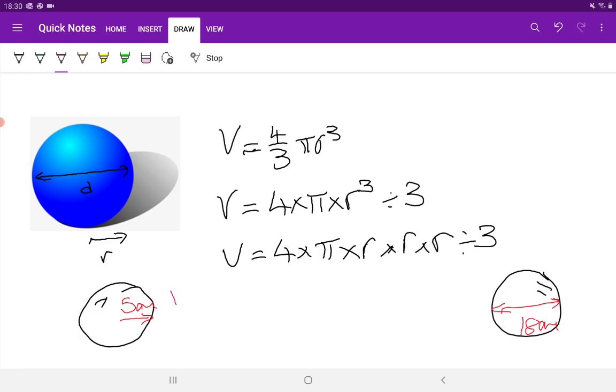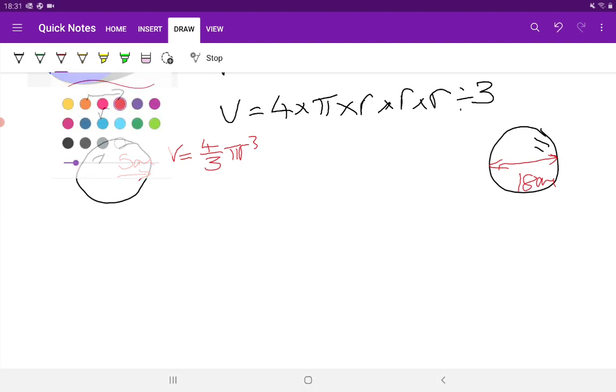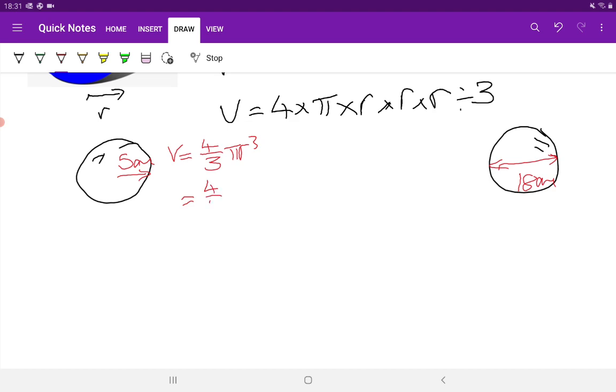So for the first one, the volume is 4/3 of pi r cubed. Now the radius is 5, so this is going to be 4/3 times pi times 5 cubed, or 4 times pi times 5 times 5 times 5 divided by 3, whatever it's easiest to do on your calculator. So you decide what works best for you. If you're not sure, come on to one of the lessons and you can switch your camera on and show me your calculator, and I can probably talk you through how best to use it.